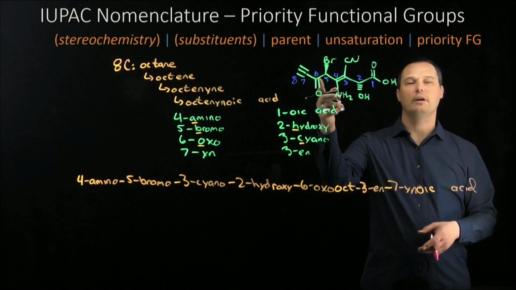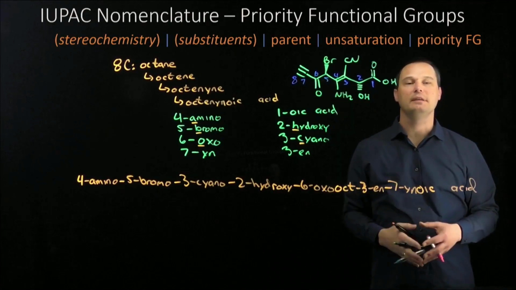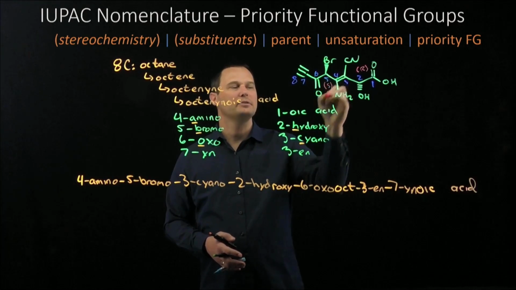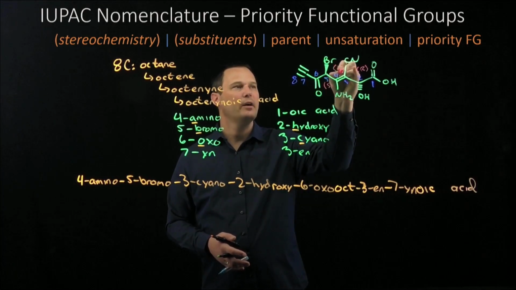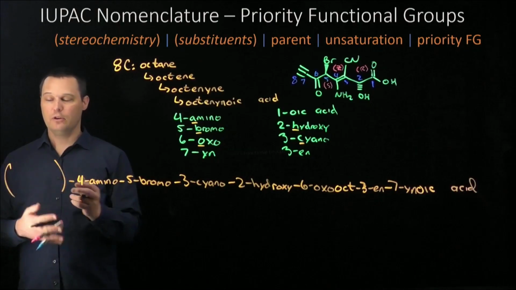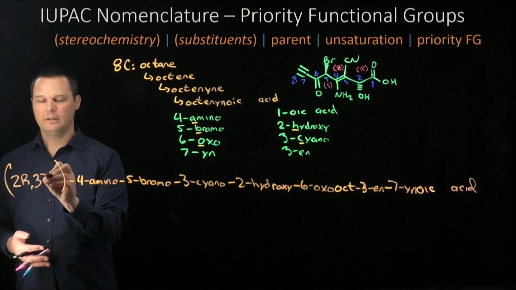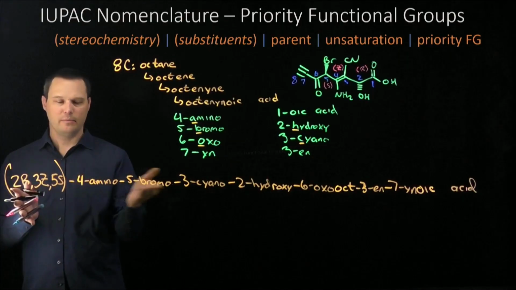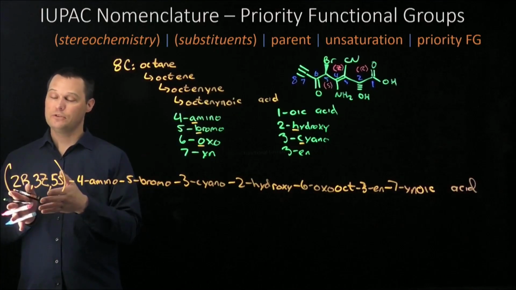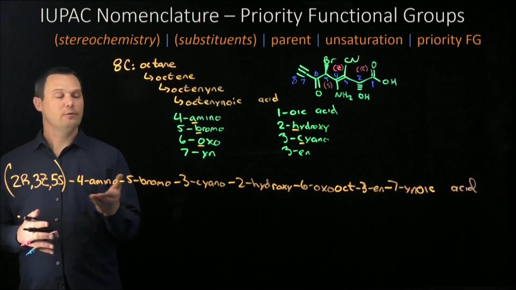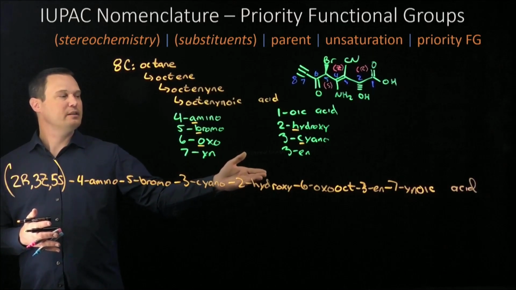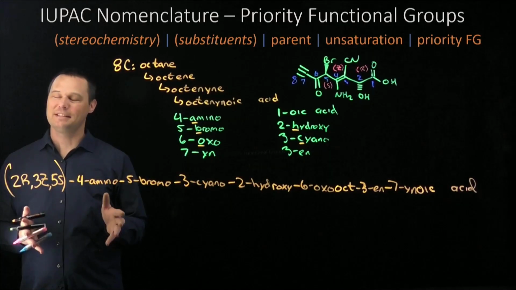Carbons 2 and 5 are chiral centers, and the alkene will have E and Z geometry. Carbon 2 is an R stereocenter. Carbon 5 is an S stereocenter. And our alkene is a Z alkene. We put all of that in front of the molecule in a big set of parentheses, and we put it in numerical order: 2R, 3Z, 5S, separated from the rest of the molecule with a hyphen. Therefore, the official IUPAC name for this very complicated molecule is (2R,3Z,5S)-4-amino-5-bromo-3-cyano-2-hydroxy-6-oxo-oct-3-ene-7-yne-oic acid. Now that's an IUPAC name.